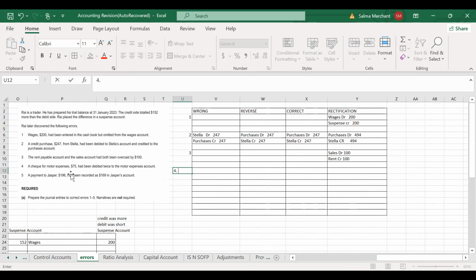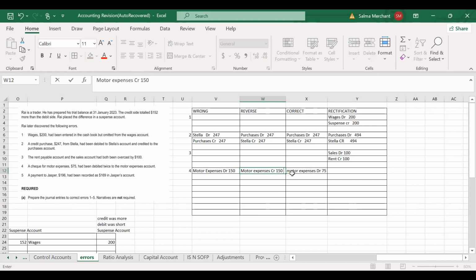Come on, the next one. A cheque for motor expenses 75 had been debited twice to the motor expenses account. For this one, the correct entry would be motor expenses debit 75. What wrong have they done? They did motor expenses debit 150. So now reverse: motor expenses credit 150.